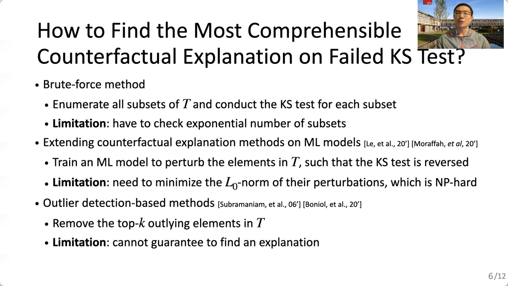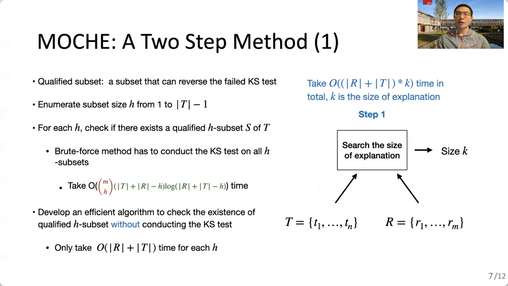One may also try to reverse the failed case test by removing outliers. However, the detected outliers cannot guarantee to reverse the failed case test. In our work, we propose a two-step method which guarantees to efficiently find the most comprehensible counterfactual explanation.